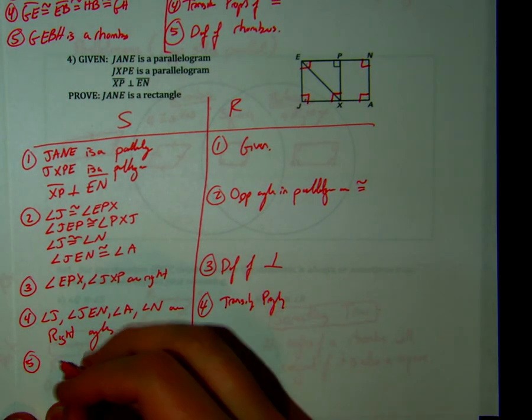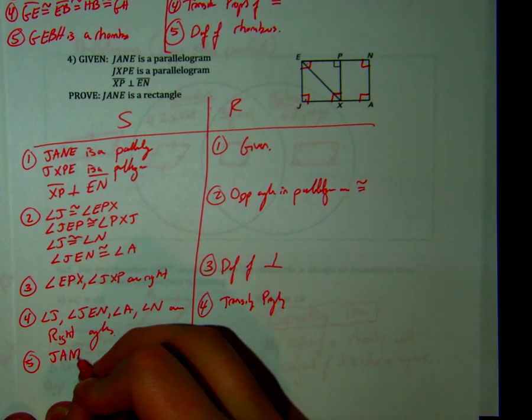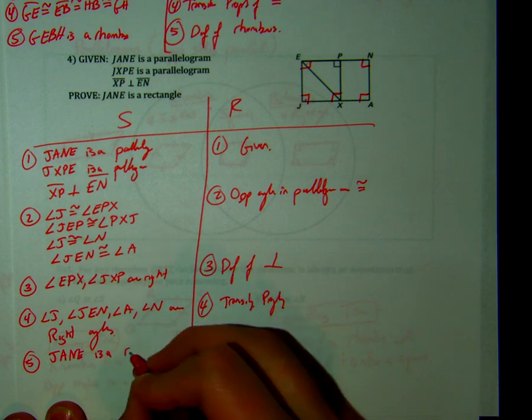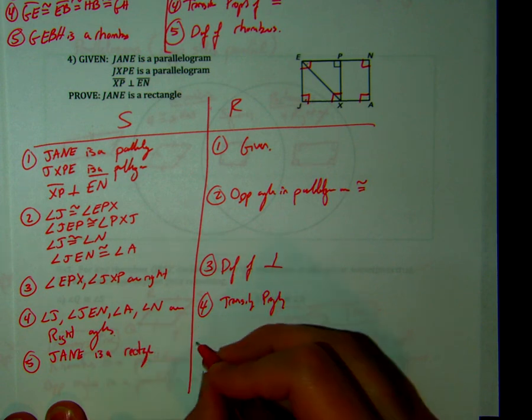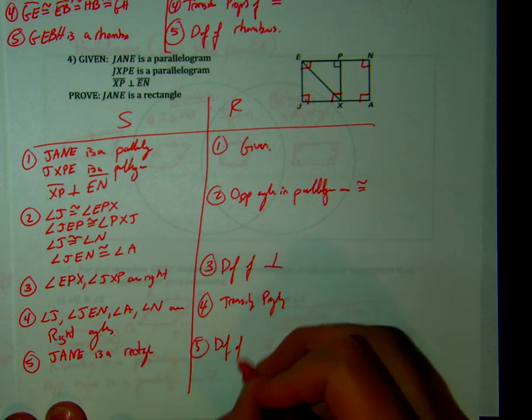All right, and that's it. So JANE is a rectangle. And this is, again, the definition of rectangle.